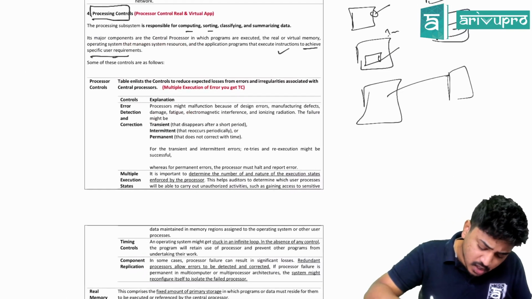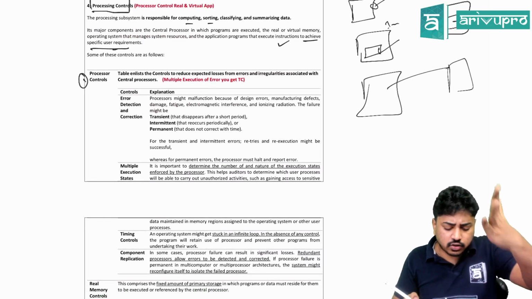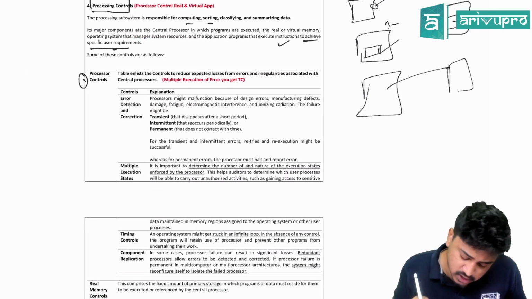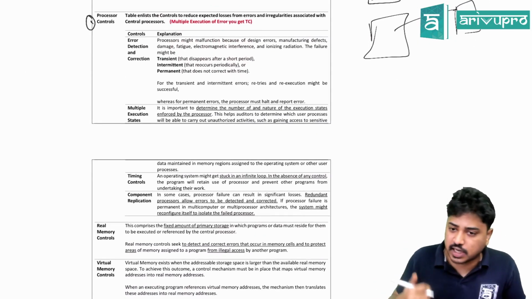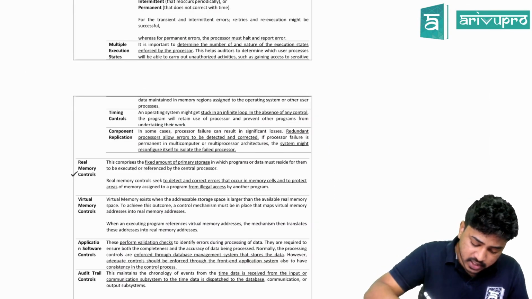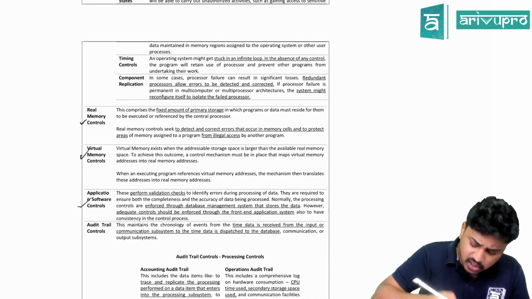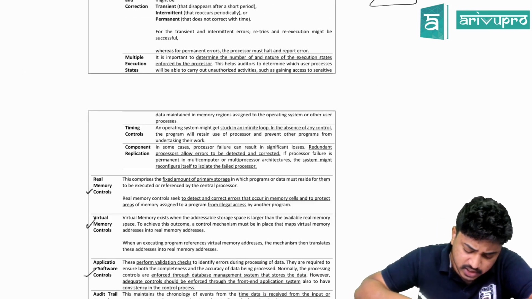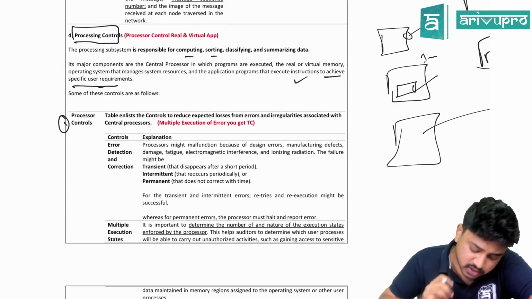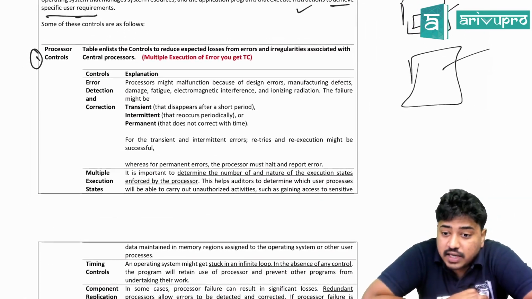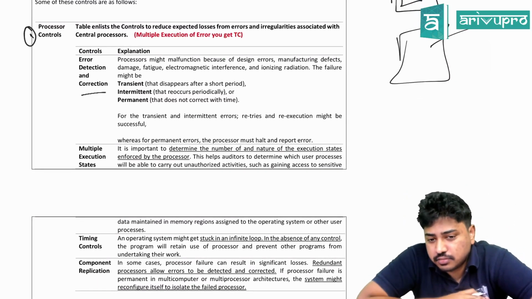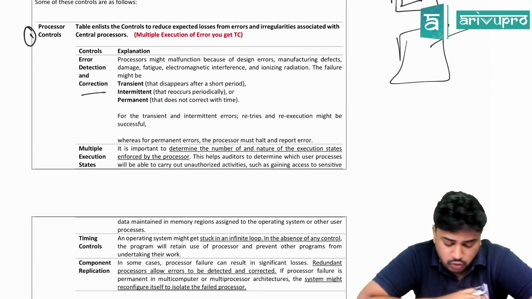Are we clear? Done. Sir, what are the controls? The first control is processor control. Under processor control there are subdivisions, which we are going to see. Then we are going to see RAM, real memory control, virtual memory control, software control, and the audit trail control. That is the overview of processing controls. Now we'll see the processor control. What are the irregularities or errors we will face? The first is error detection and correction control.